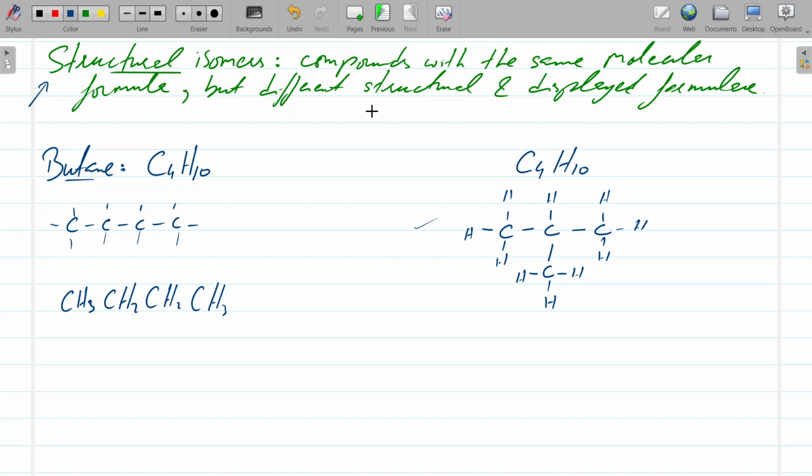It has the same molecular formula, so you have the same number of atoms in total. The displayed formula is different. Why? Because it looks different. So this is actually a different compound. It's not butane, it's a different compound. Now, what is this compound? First of all, what do I name it? And then how do I write down the structural formula for this compound?